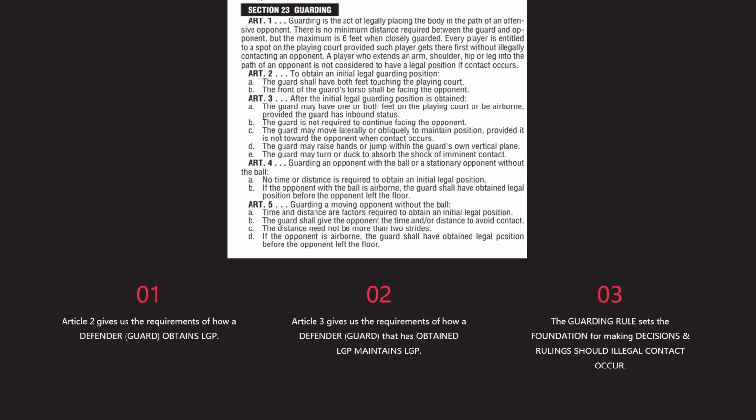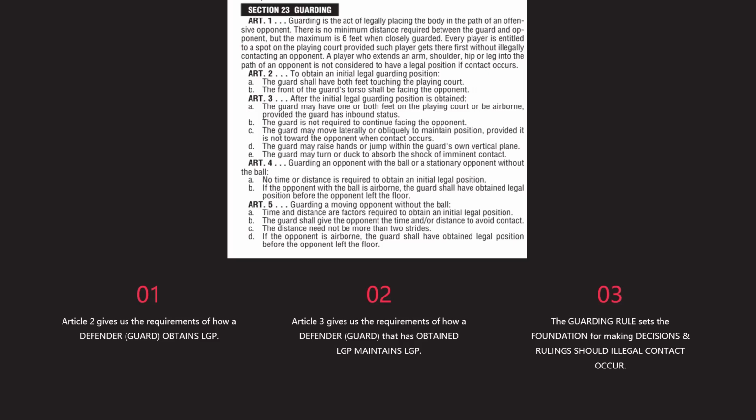Article 2 gives us the requirements of how a defender attains legal guard position: 2 feet on the playing court in bounds, and the front of the guard's torso shall face the opponent. Article 3 gives us the requirements of how a defender that has obtained legal guard position maintains legal guard position.